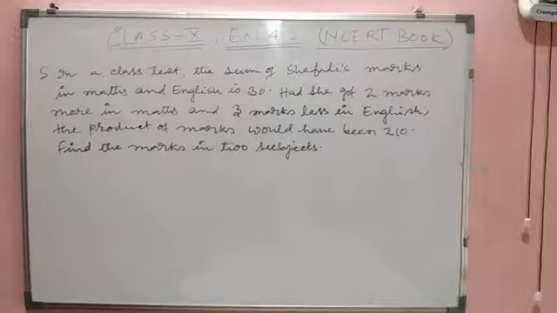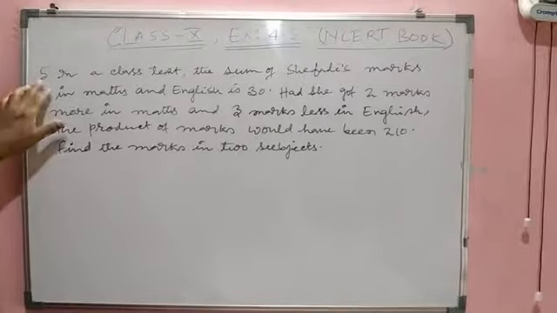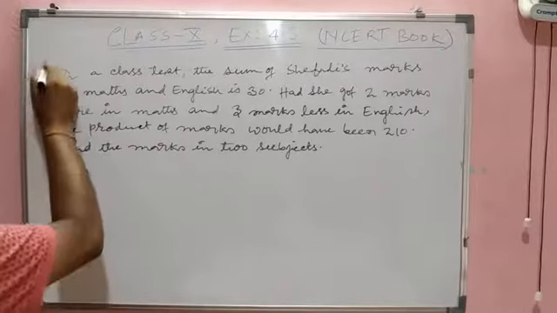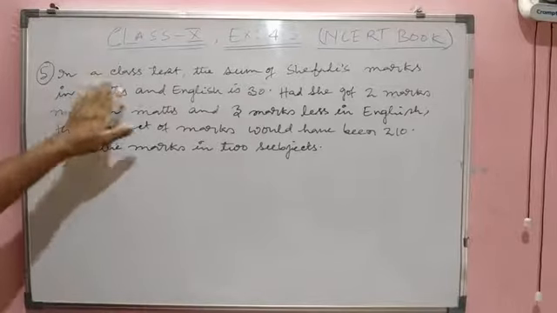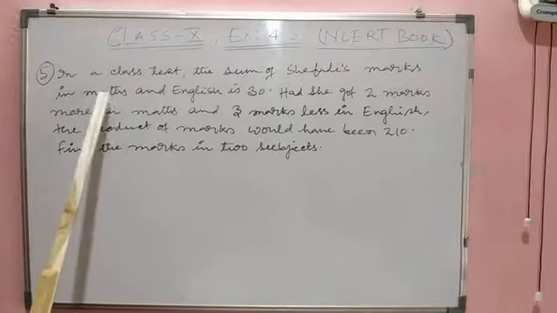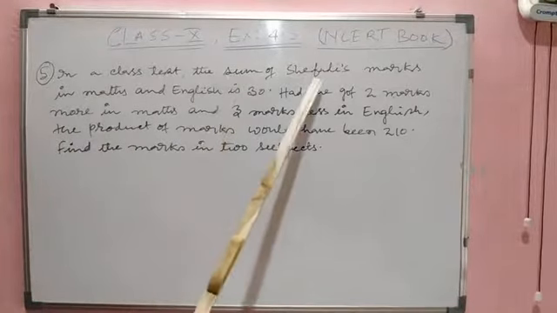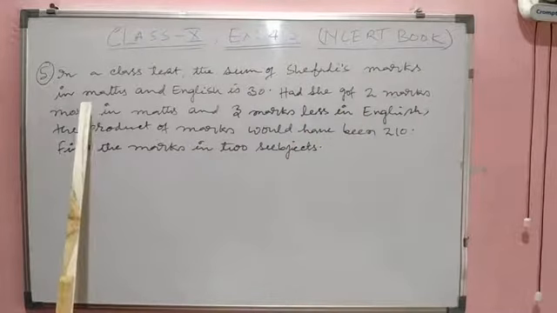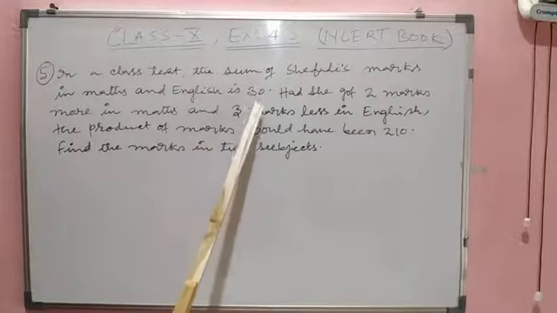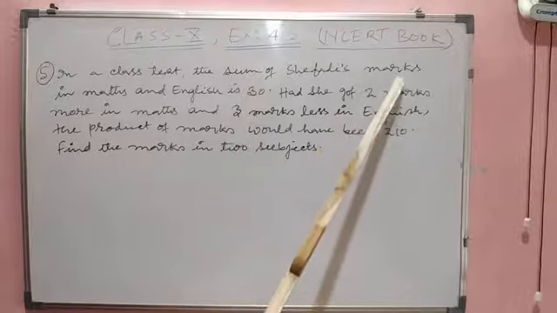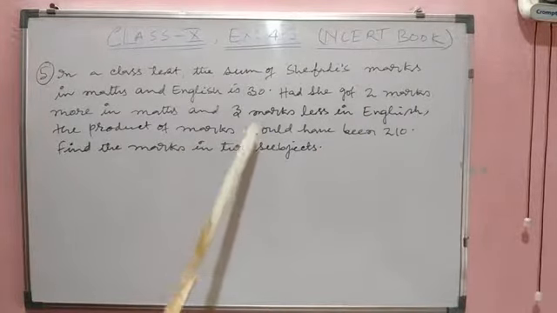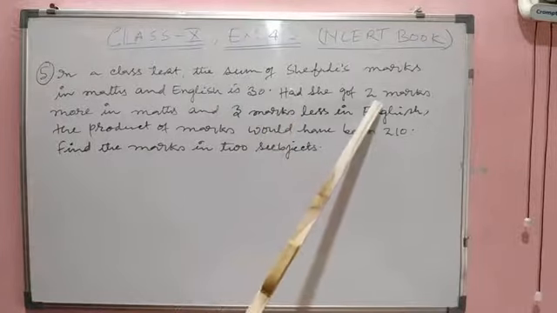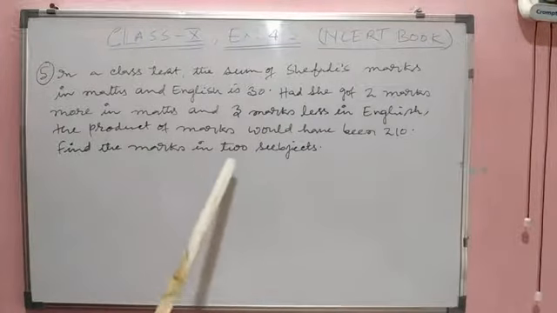Okay. Now see question number 5. Question number 5 of our textbook. The question is given in a class test. In a class test, the sum of Shefali's marks in maths and English is 30. That is, Shefali's marks in maths and English total 30. Had she got 2 more marks in mathematics?